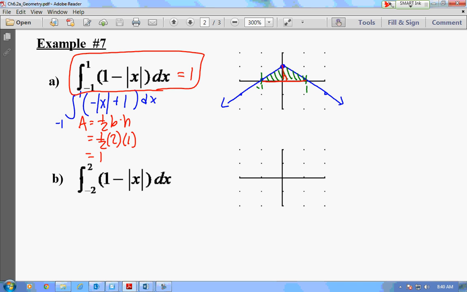Next one, same graph, but different bounds. This time we're going from negative 2 to positive 2. I guess we'll write those up there. And this is area down to the x-axis. So we still have that. Some of you have started doing this, and it looked like your shading was okay. So we have both positive area and negative area. So remember, you have to use signed area.